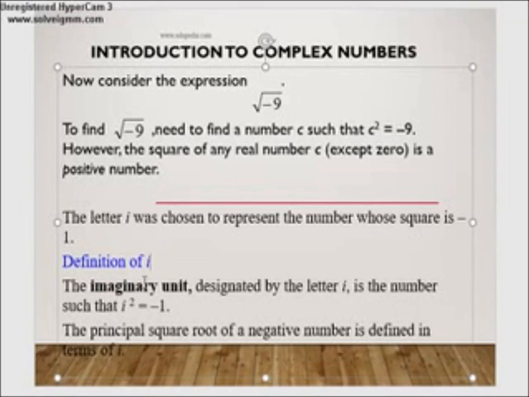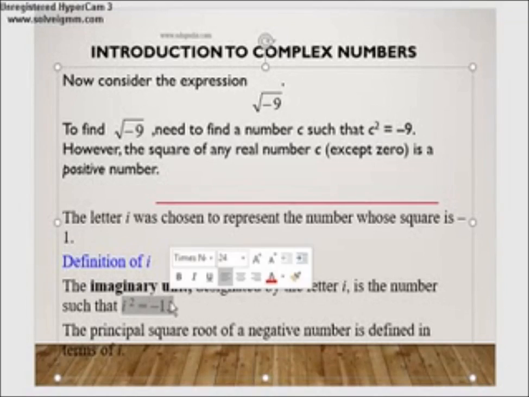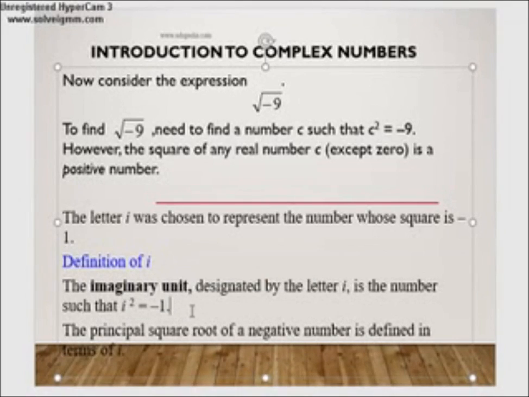Now what basically is I? If there is an I with the number, it will give you a negative number if it is squared. For example, if there is 4i, then squaring this will give you negative 16, and the reason for that is because of the square. So now we know that there is a solution to the problem that we were facing of finding the square root of negative 9, and the solution to that problem is I.